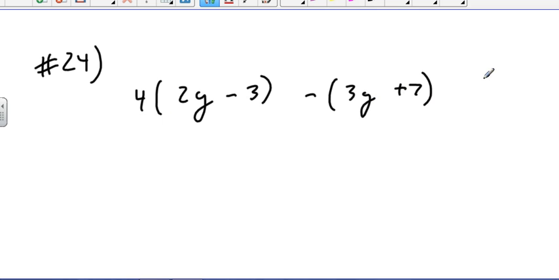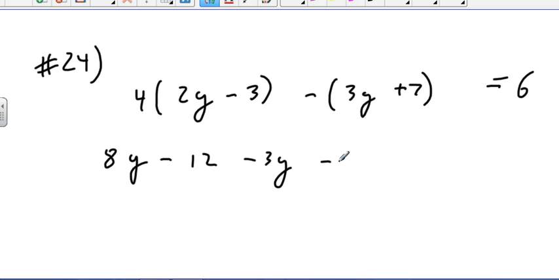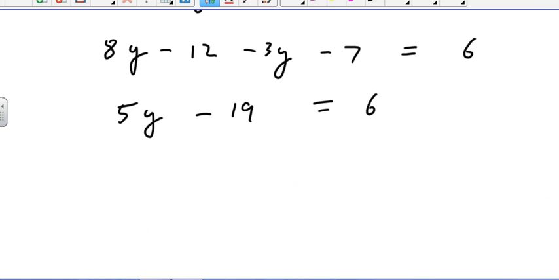Plus 7 is equal to 6. All right, so the rules say we want to combine things. So I got 8y minus 12 minus 3y minus 7 equals 6. Then I'm going to bring the y's together: 5y minus 19 is equal to 6. I'm going to add 19 to both sides of the equation.